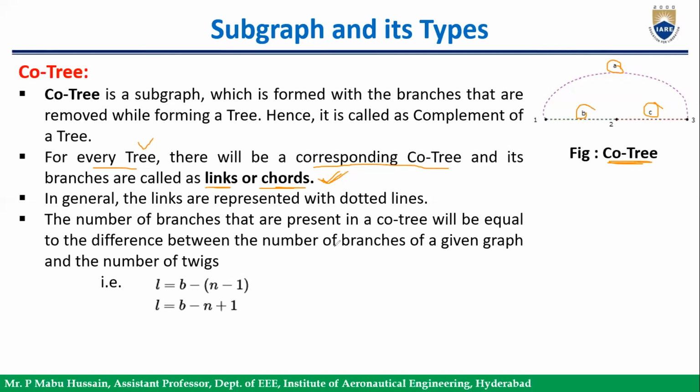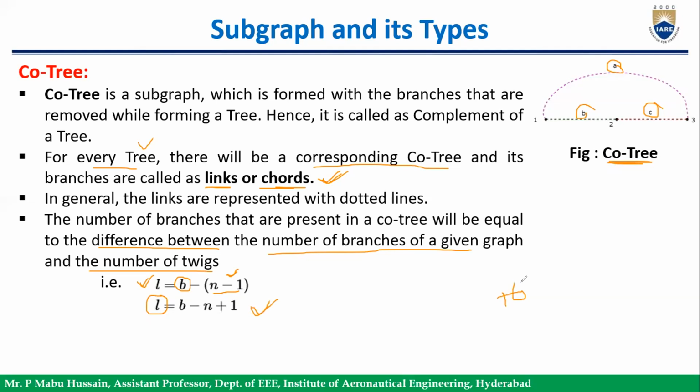Now the number of branches present in the co-tree will be equal to the difference between the total number of branches in the given main graph and the number of twigs. So the number of links L will be equal to the total number of branches minus the number of twigs. The number of twigs is nothing but the total number of branches in a tree, which is equal to n minus 1. So if you subtract, b minus (n minus 1), you get the total number of links: L is equal to b minus n plus 1. This formula you have to remember.